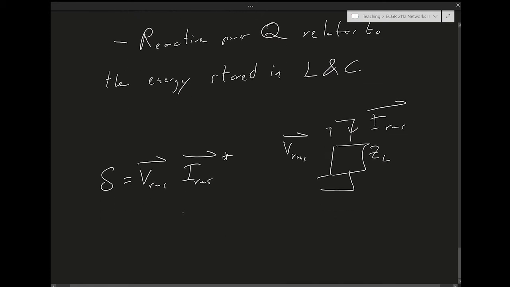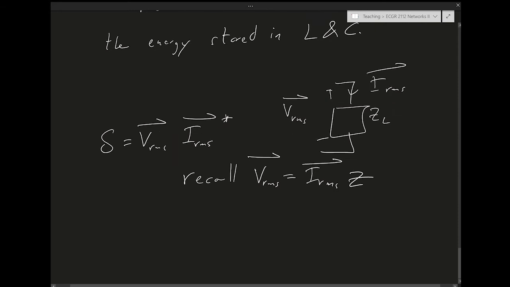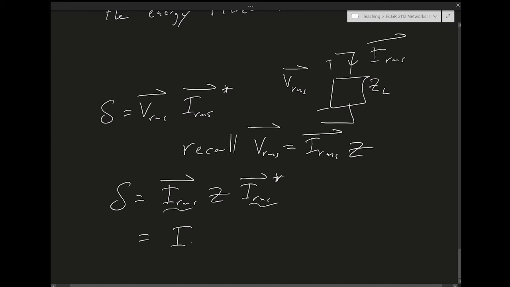Let's recall Ohm's law. Well, that's all we need, right? Whenever you see an impedance, you think Ohm's law. Let's plug that in. Let's start with IRMS. Instead of VRMS, we plug in Z times IRMS. So in this case, S becomes IRMS Z times IRMS conjugate. What happens when you take a complex number and multiply it by its conjugate? You get the magnitude squared, right? That's a basic property of complex numbers.